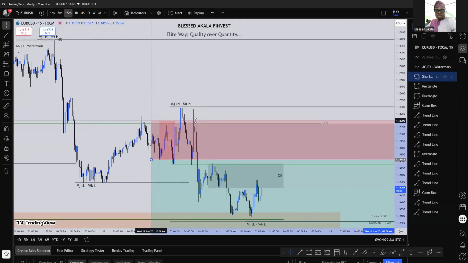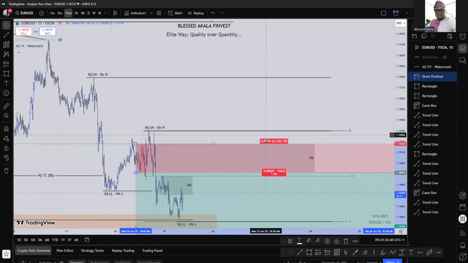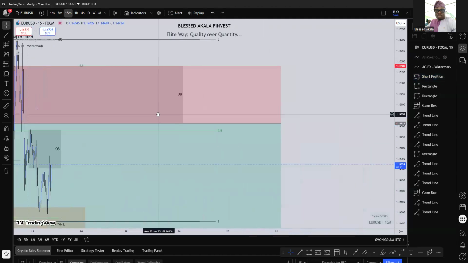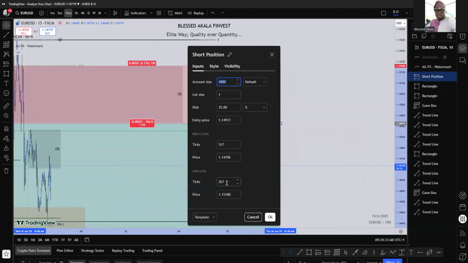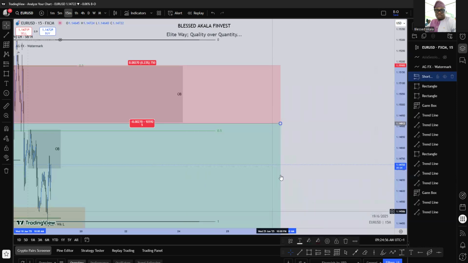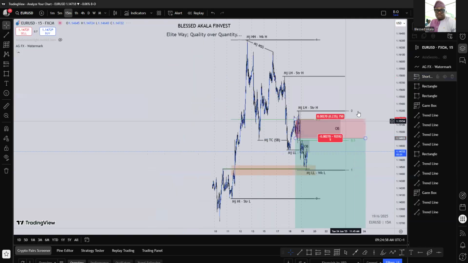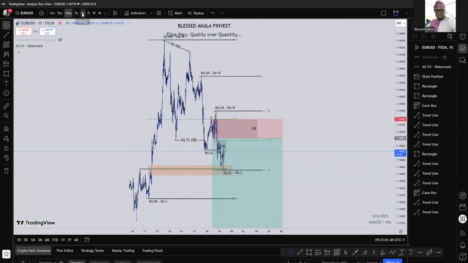So this is where I used this particular one. 26, 27 pips. So that's 27 pips, and multiply by 5, 27 times 5. So we are anticipating 1,350, so that's 135 pips. So that will be our trade at least for today.